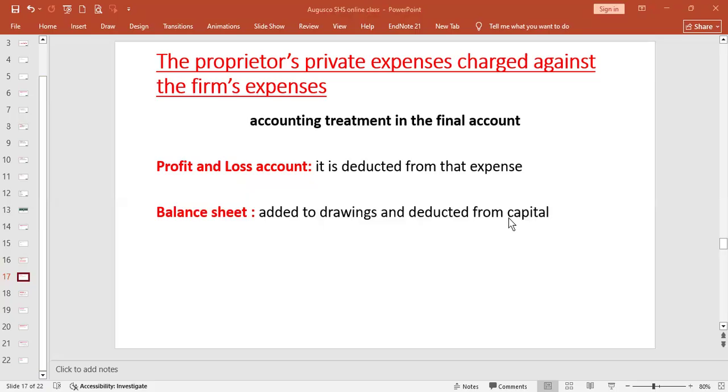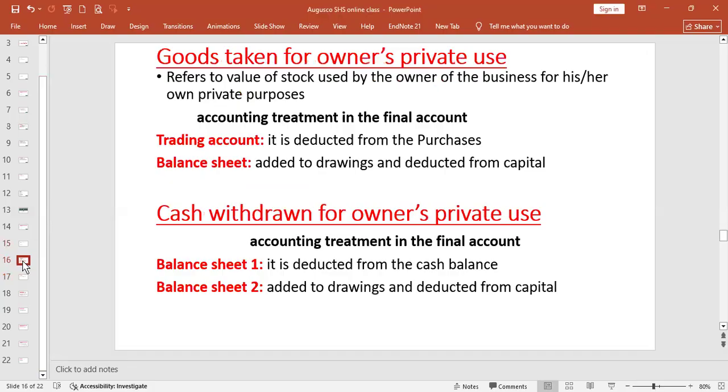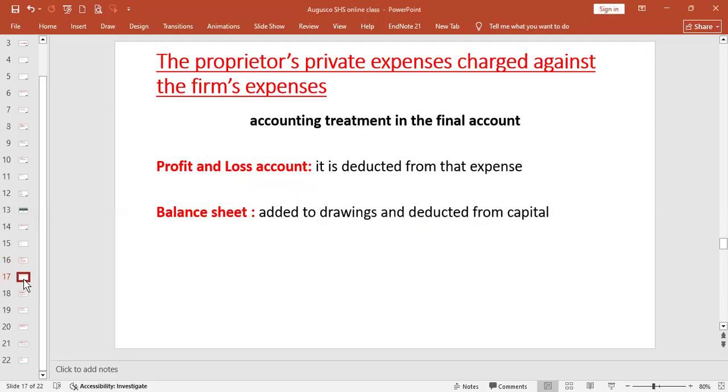So you can appreciate that for all the three forms of drawings, it is the same when it comes to deducting it from the capital in the balance sheet under the financed by section. The others depend on whether the owner took goods. If the owner took goods, then we subtract it from the purchases. If the owner took cash, we subtract from cash. If the money was in the bank account, we subtract it from bank. Then if he or she has any expense, we subtract from the expense.